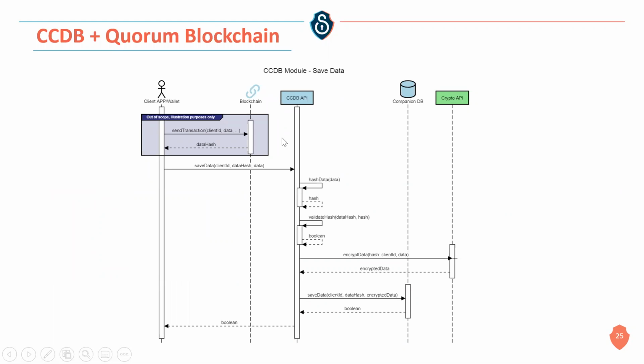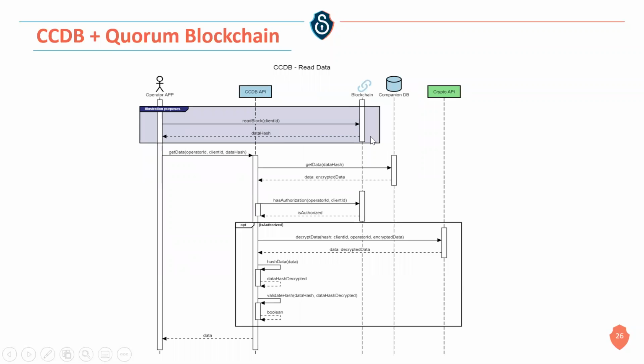For example, to save the data, first we send the data to the blockchain, and then, with the hash of the data, we encrypt the data and save the hash and the data in the companion database using the crypto module API. The same applies to reading data. First, we ensure that this hash is valid and verify the validity of this data. Then we read the data, and with the mnemonic phrase we decrypt the data. Now we have the data unencrypted.